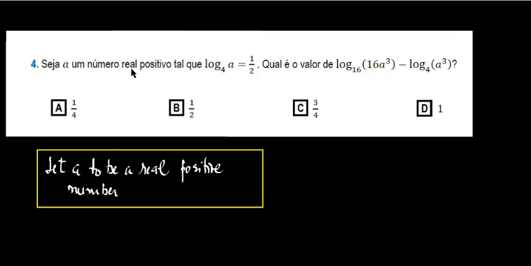So, let A to be a real positive number, and the logarithm of A in base 4 equals 1/2. Tal que o logaritmo de A na base 4 é igual a 1/2. The logarithm of A in base 4 equals 1/2.